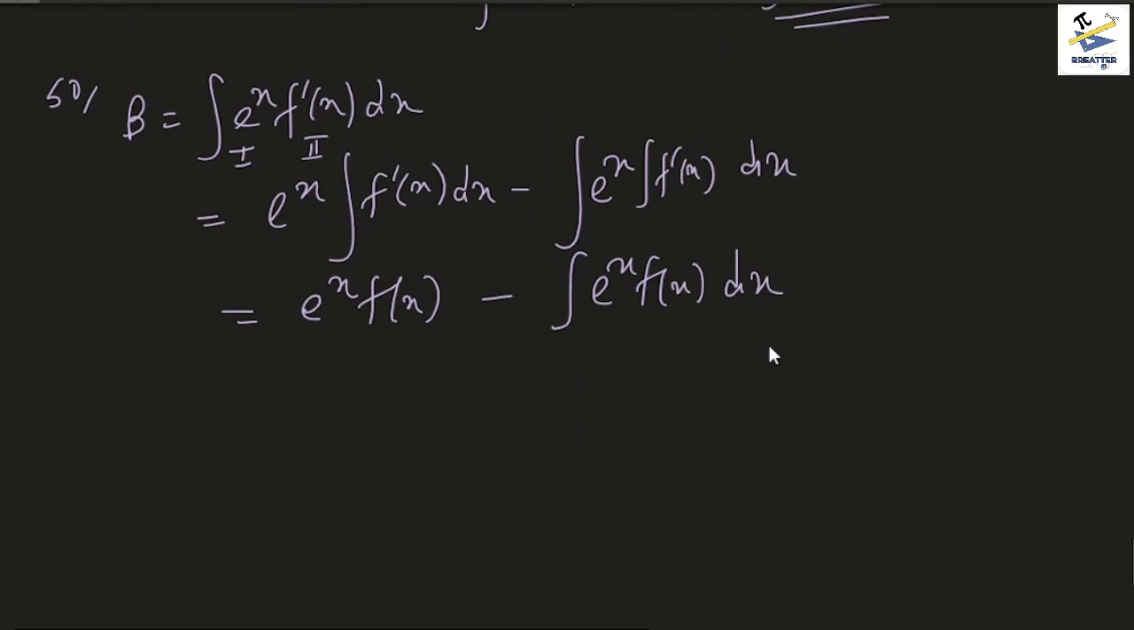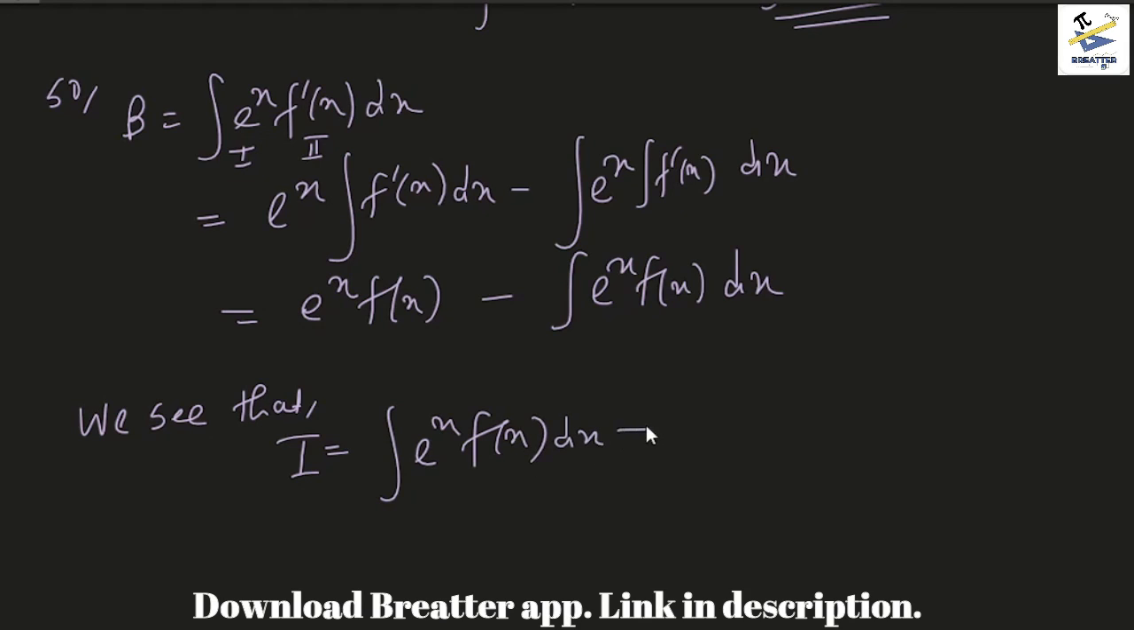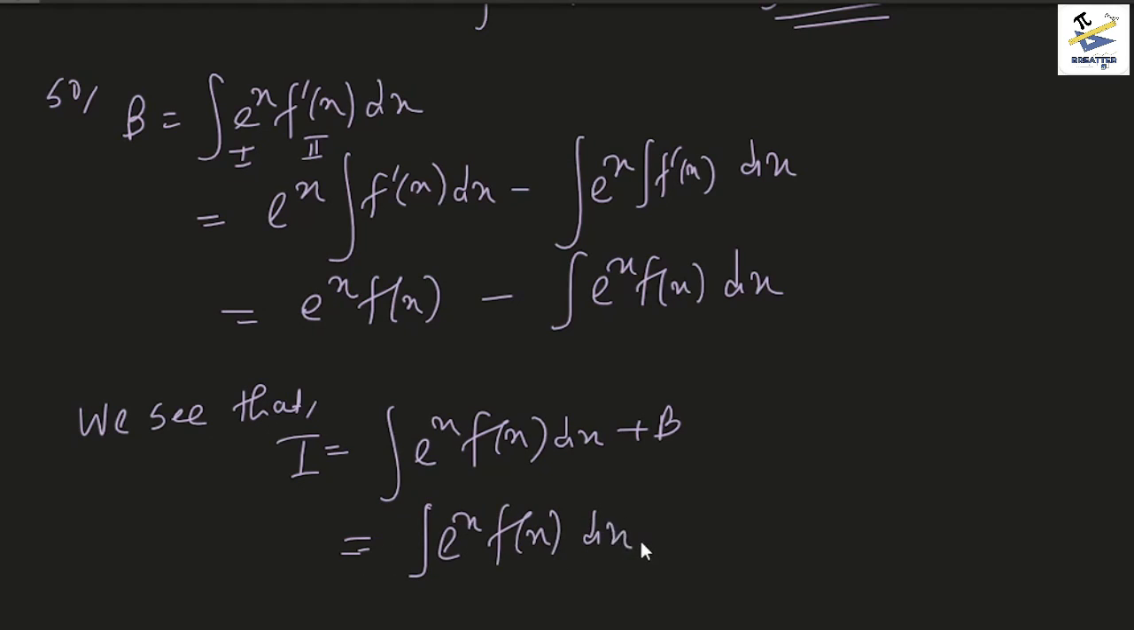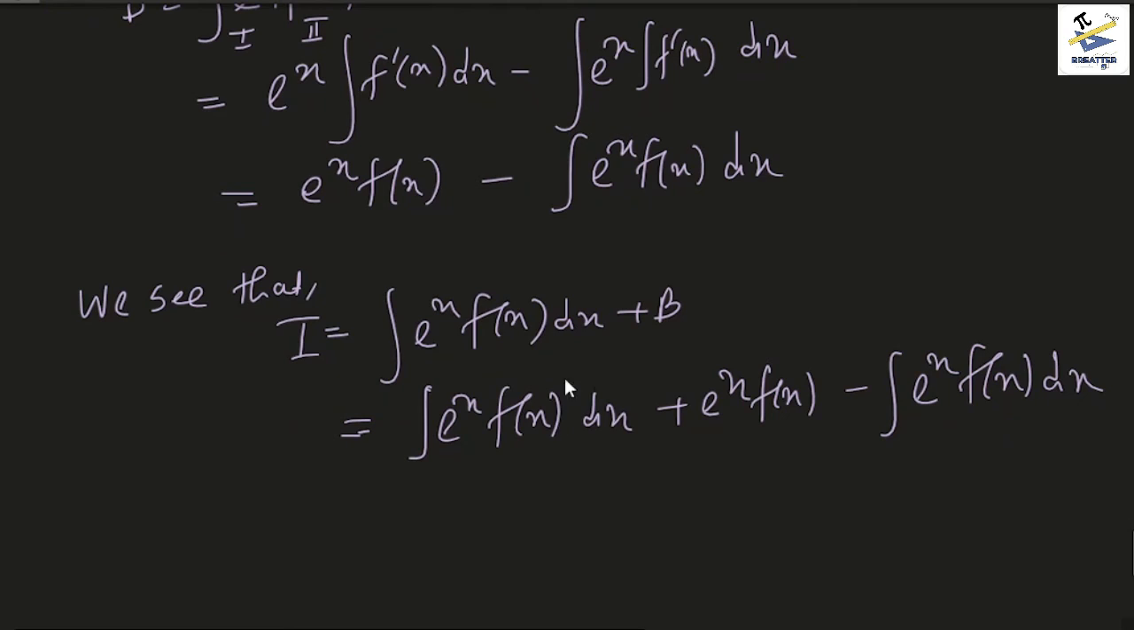So if we put the value of b there, we see that I is equal to the integral of e to the power x f of x dx plus b, where b is our desired integral which we have just evaluated using integration by parts, and which becomes e to the power x into f of x minus the integral of e to the power x into f of x dx. And as you can see, these two integrals cancel out because they are exactly the same thing. So the answer is just e to the power x into f of x, which is the answer for the integral.